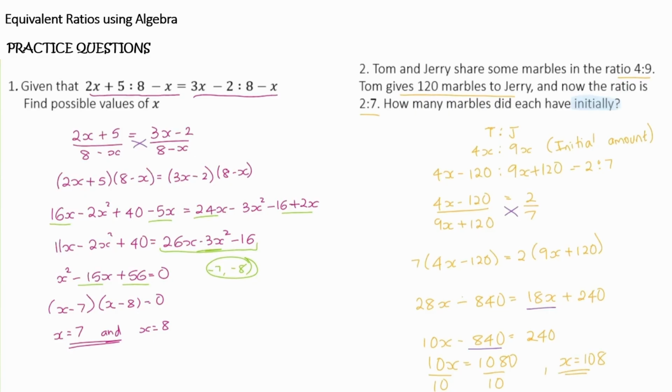So because the question is asking us to find how many marbles each person had initially, Tom had 4x, which means 4 times x. So we can say that Tom had 4 times 108, which is 432. Jerry had 9x, which means we can do 9 times 108, and that gives us 972. So now we have the initial amount of marbles both for Tom and for Jerry.